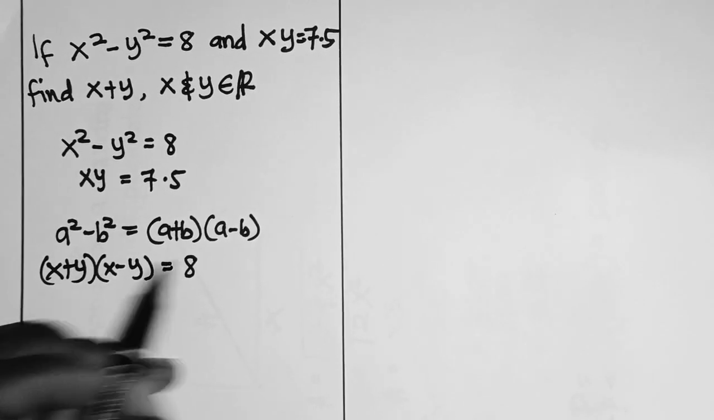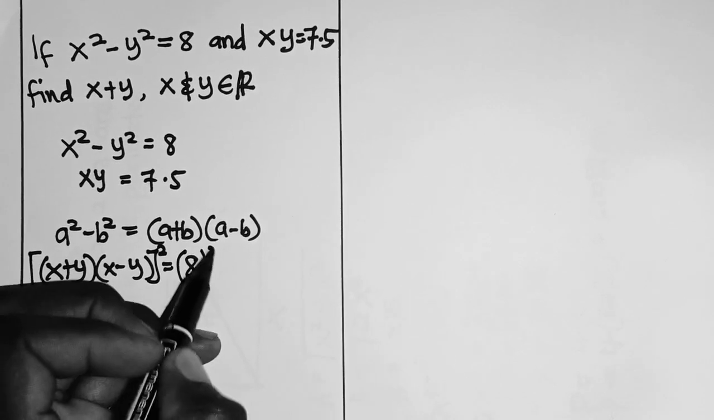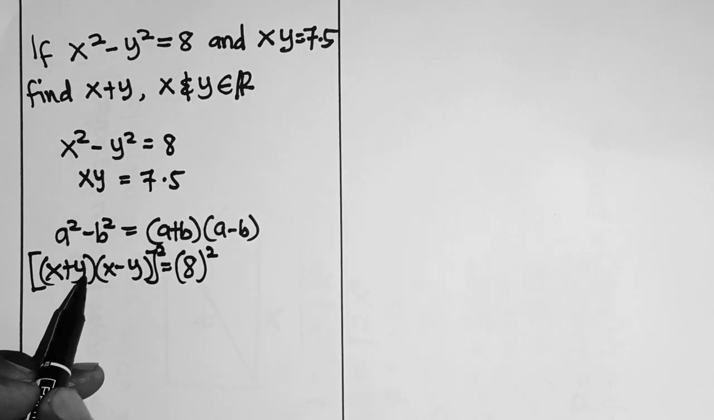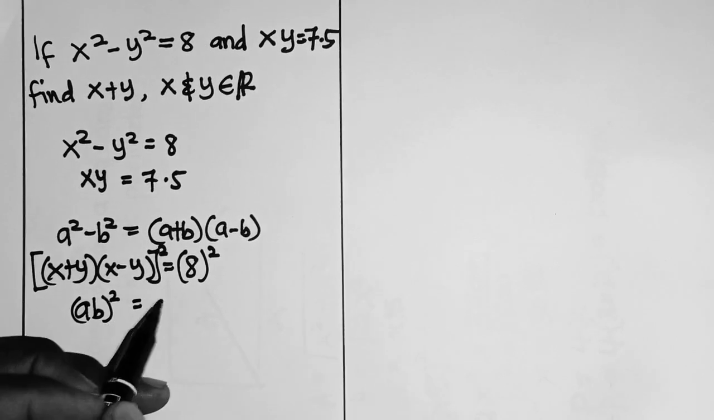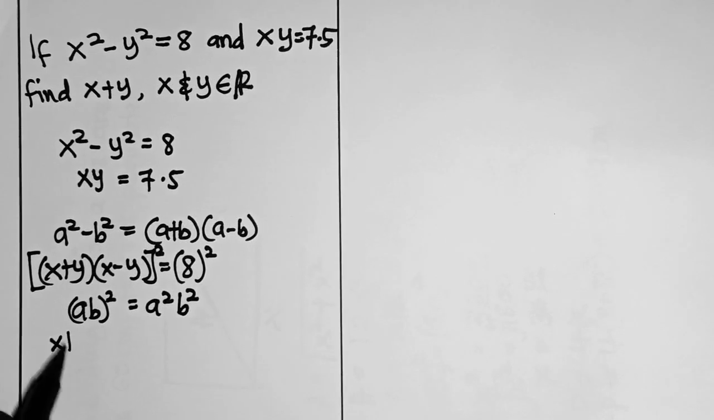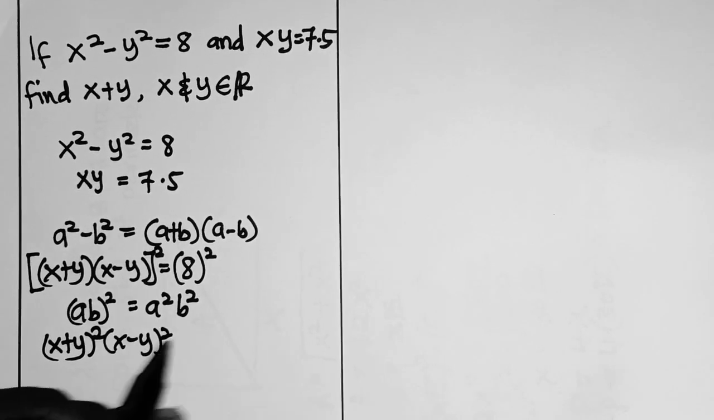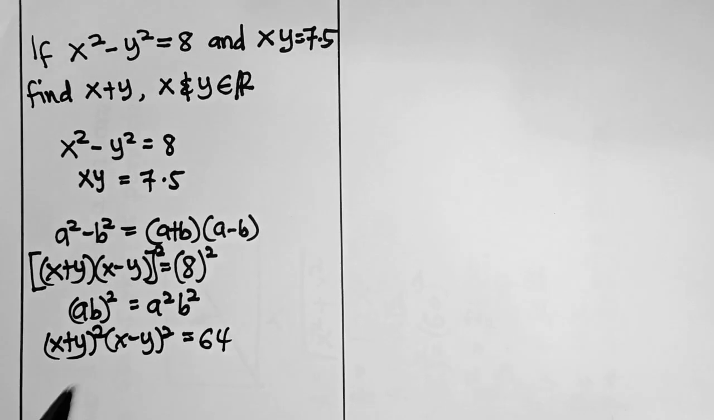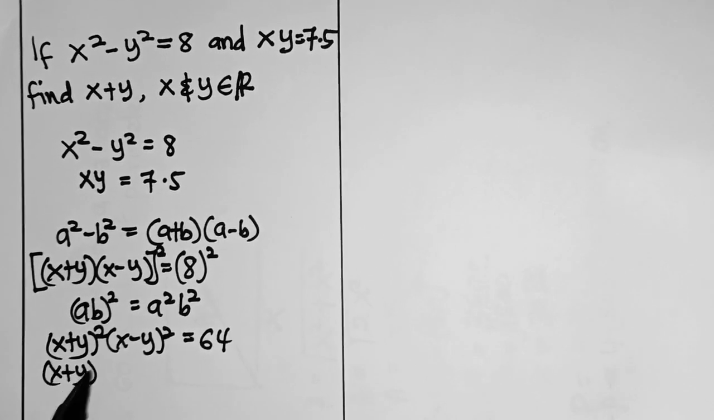So what we can do is let's square both sides. Let's raise the power of this to 2 and raise the power of this side to 2. So it becomes now ab all squared is equal to a squared times b squared. So this becomes x plus y squared, times x minus y squared, and 8 squared is 64. But we know that x plus y squared.